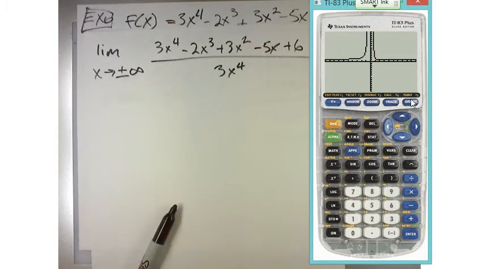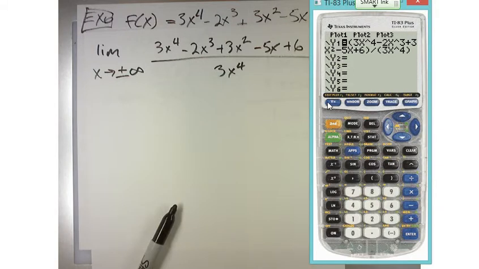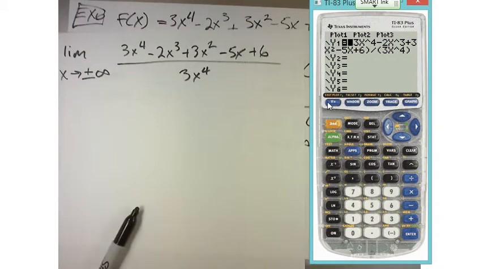Now as I look at this behavior, let me make sure that I graph this properly, because my graph looks a little different than the one in the book. So let's just check and make sure. Yeah, it looks okay. Let's make sure that I entered the equation correctly: 3x to the fourth minus 2x plus 3x squared minus 5x plus 6, divided by this. So we're going to look at the end behavior. Alright, I think I did it right. Let's just go with it.